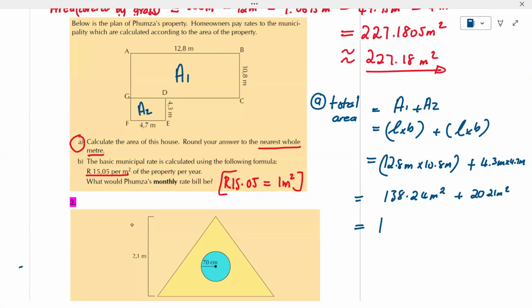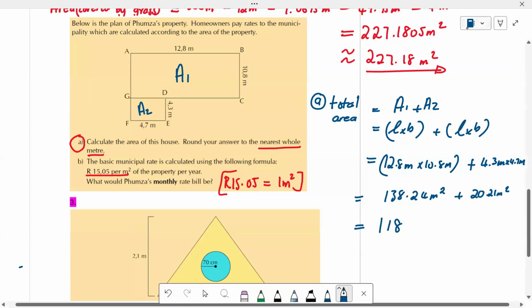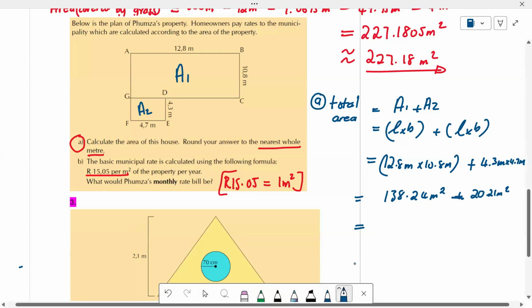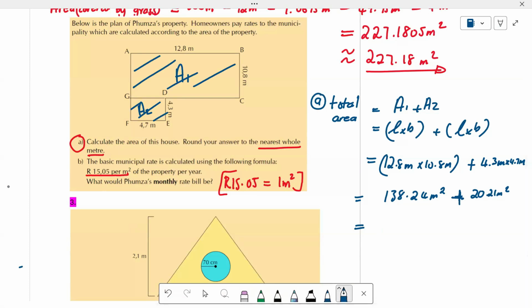Okay, let's get the answer before we round it off to the nearest meter. You said it was? 118.03 meters squared. Ma'am, do we minus or do we plus? Yeah, plus. That's why I'm confused. Why are we plussing? It's this area plus this area. It can't be 118. It's 158.45 meters squared.